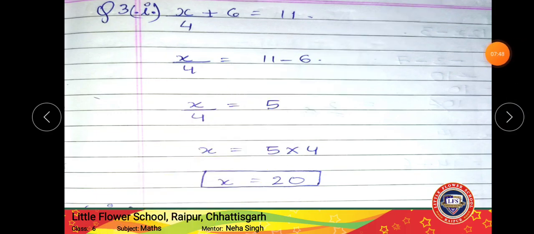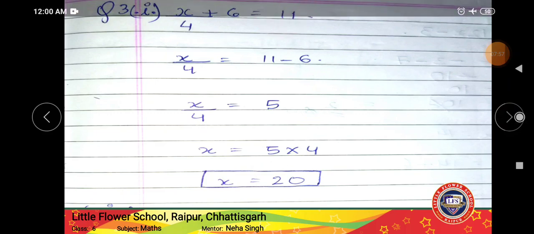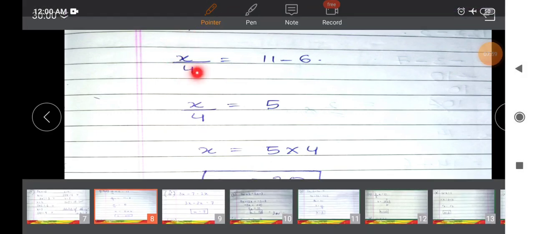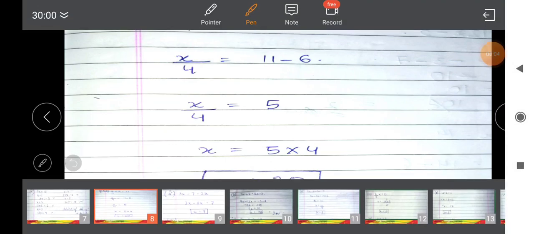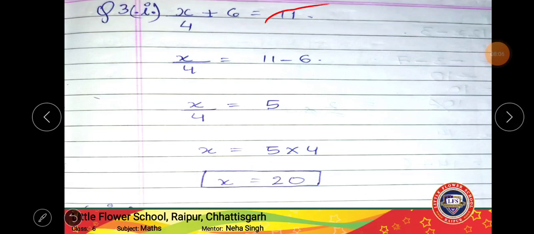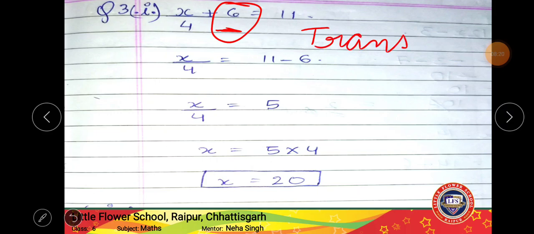So in this, as I told just now, you have to transpose, which means you have to equate and solve. What will we do? See, we'll separate numbers to one side and the variables to another side. Here I can see 11 and 6, right? So I'll transpose this 6 to the other side of the equal to sign.